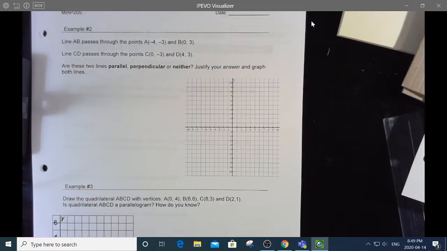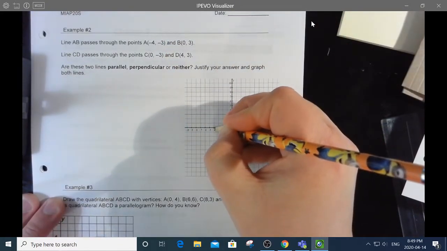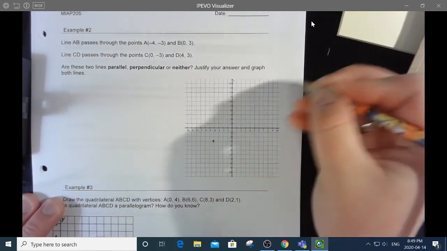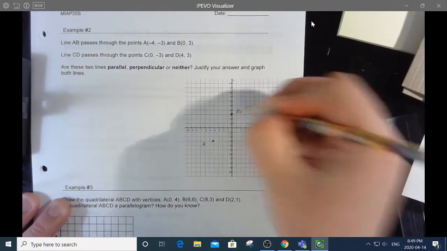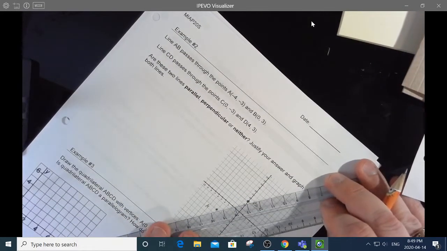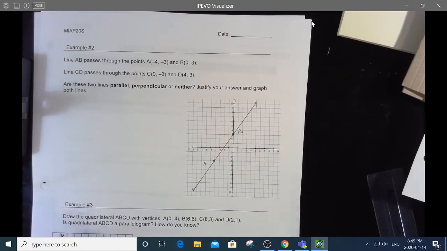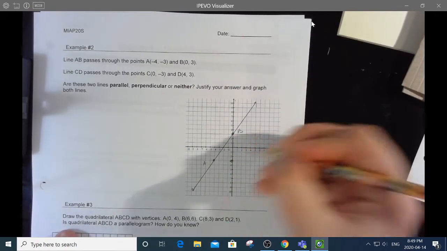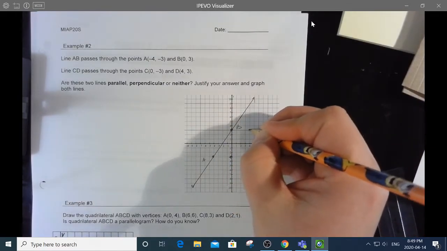Well, let's see. All right, sharpening my pencil here. So A is -4, -3. -4, -1, -2, -3. There's A. B is 0 over and 3 up. So there's A, there's B. Line. Oops, sorry, I'm way off the screen there. Line. I just don't want my line to be crooked. Beautiful. There's AB. And CD is 0, -3, so 0 over 3 down, and 4 over 3 up. 4 over and 1, 2, 3. Ooh, they're looking like they might be parallel.